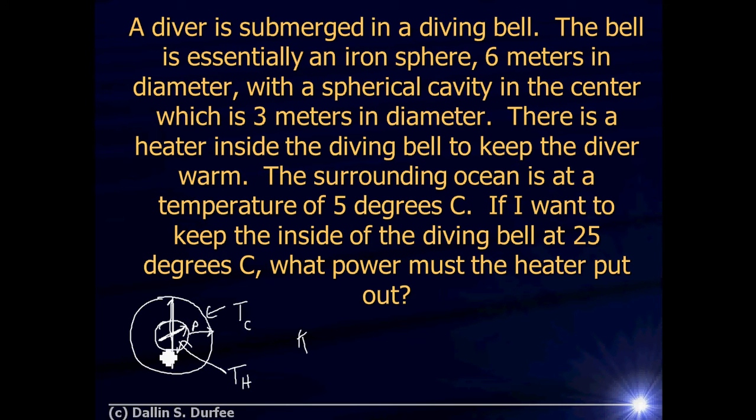And now, of course, the diver is also going to emit power as he metabolizes carbohydrates in his body. But we'll neglect that. We'll just assume all the power is coming from the heater. All right, so the basic equation that we have is power is equal to thermal conductivity, cross-sectional area over L, times the temperature difference, T hot minus T cold.